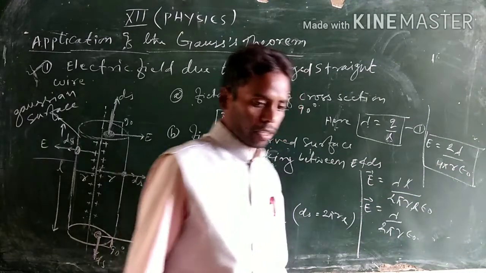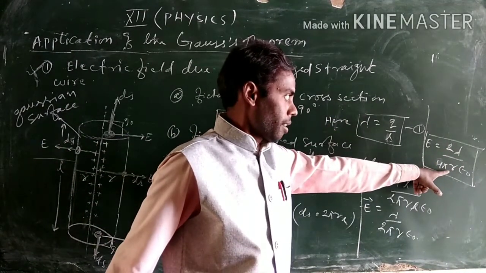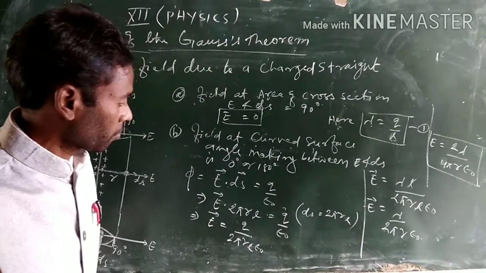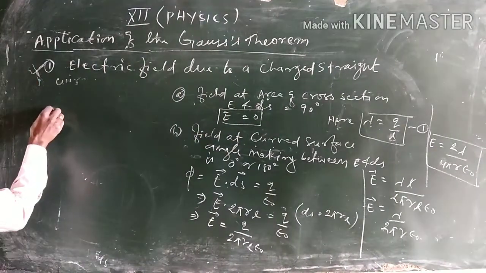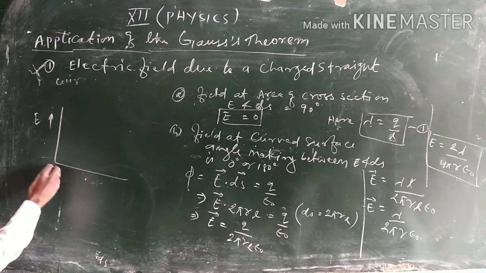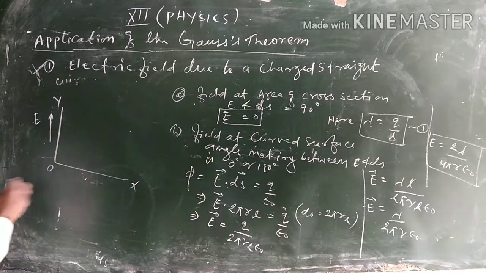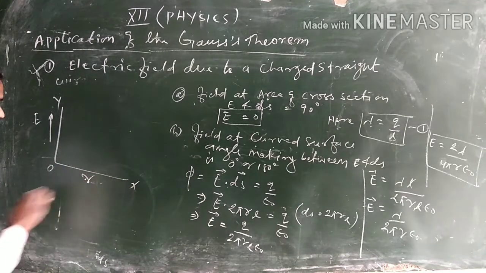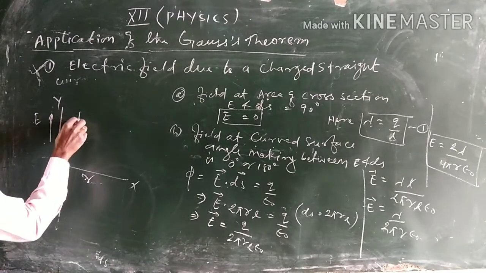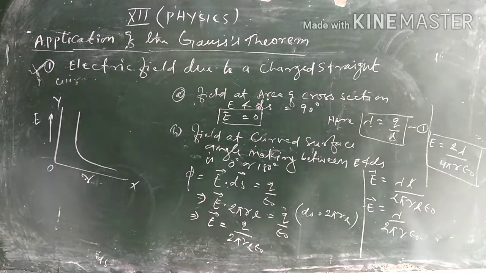We have to draw the graph between the electric field and radius R. Along the y axis is the electric field, along the x axis is R, right? Then, because of inverse proportionality, a curve like this will be formed.